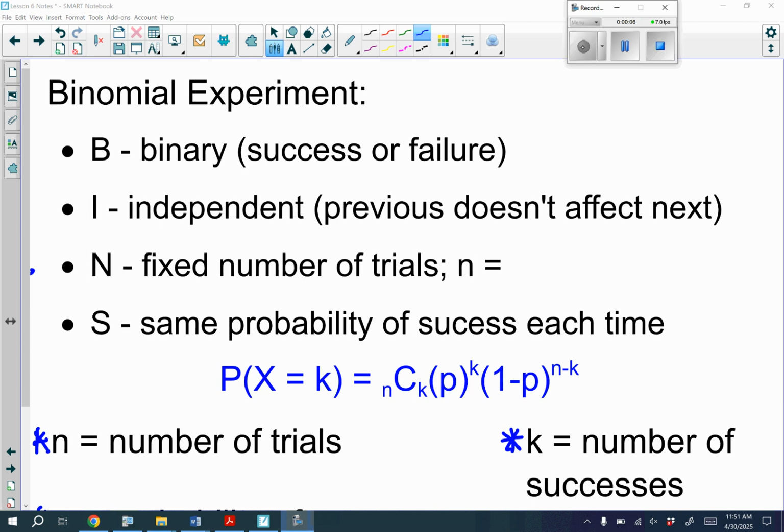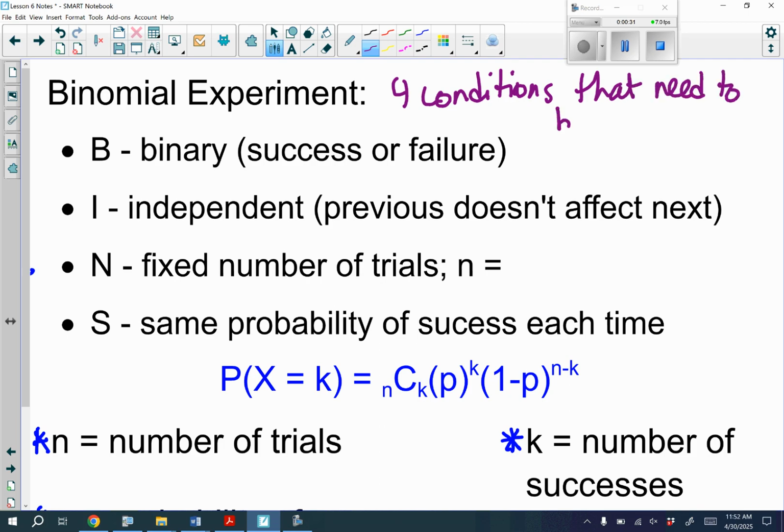So now what we're going to discuss is what is a binomial experiment. So basically the example that we just did, okay, that is what we call a binomial experiment. Now, how do we know something is a binomial experiment? Well, there are 4 conditions that need to be met. And so to remember these 4 conditions, we kind of use a short phrase, BINS, to remember.